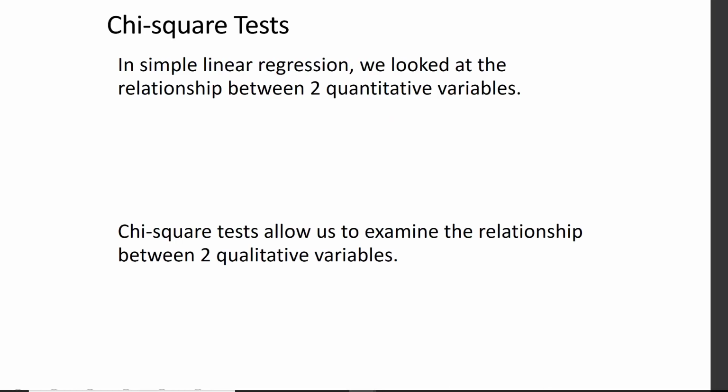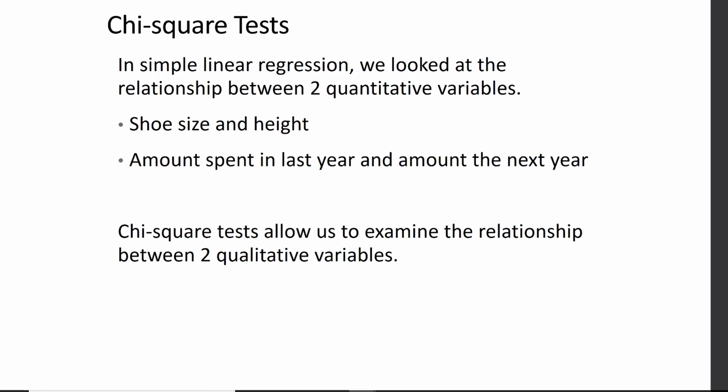So in simple linear regression, we looked at the relationship between two quantitative variables. We had an x, a predictor variable, and a y, a response variable. For instance, shoe size to predict height, or amount spent in the last year on a credit card and amount spent in the next year.